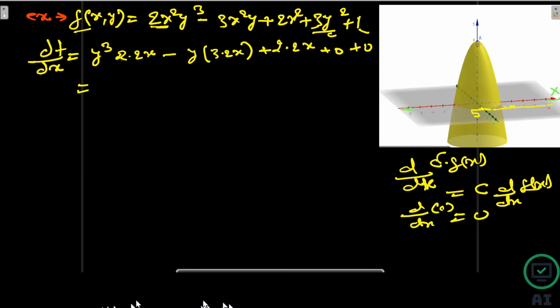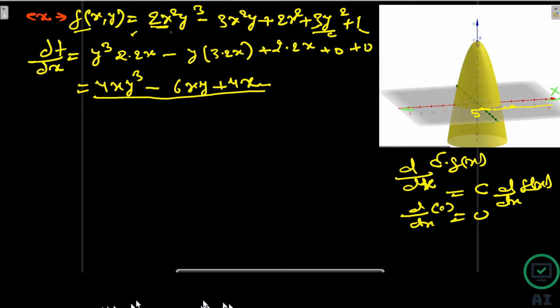So what is the value? 4xy³ - 6xy + 4x. This is the partial derivative with respect to x for this particular function. Try to understand this. This is really important when we find the maxima and minima in the next video, so this concept will be applicable there.